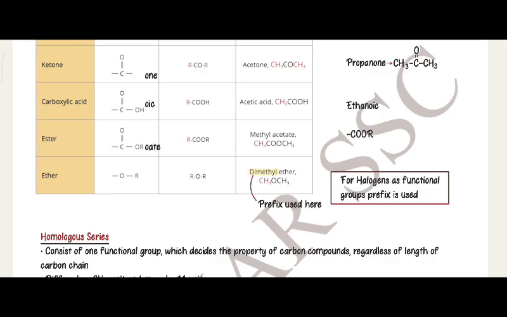CH3OCH3. For halogens as functional groups, a prefix is used.